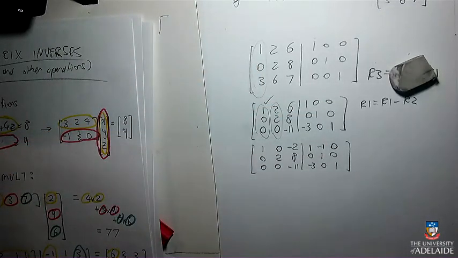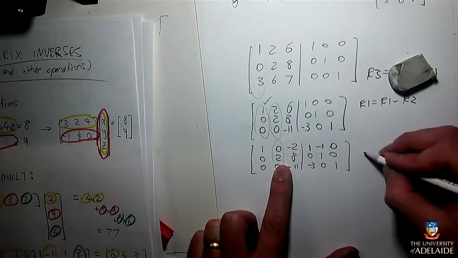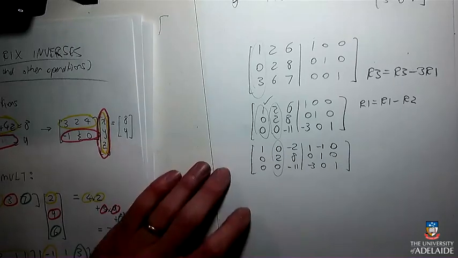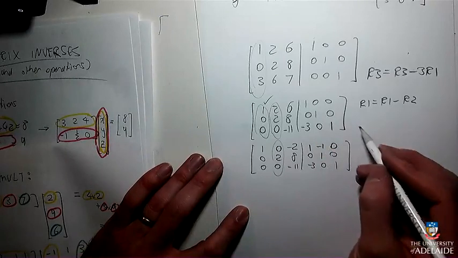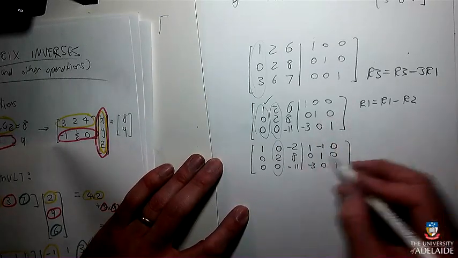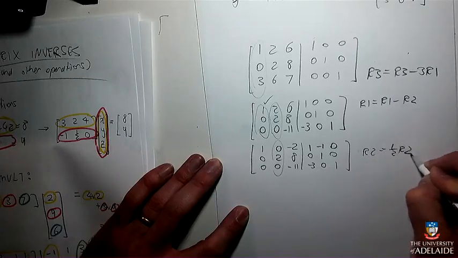Okay, so I'm nearly done. I need a 1 in this position, so I'll divide that 1 by 2. Did I do something wrong? No, we're okay? Okay. Cool. So now I'll divide this one by 2. Technically, there is no division. I'll multiply it by half.